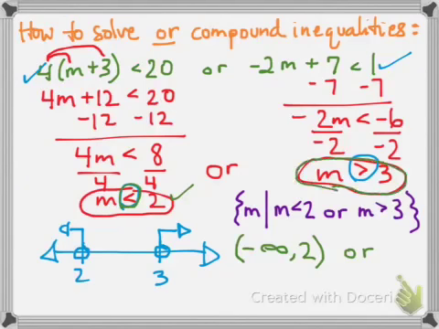So I know I can go from 3 all the way up to infinity because it says any number m is greater than 3. So again, I'll use parentheses, and then I'll also use parentheses here for 3 because of this inequality symbol.